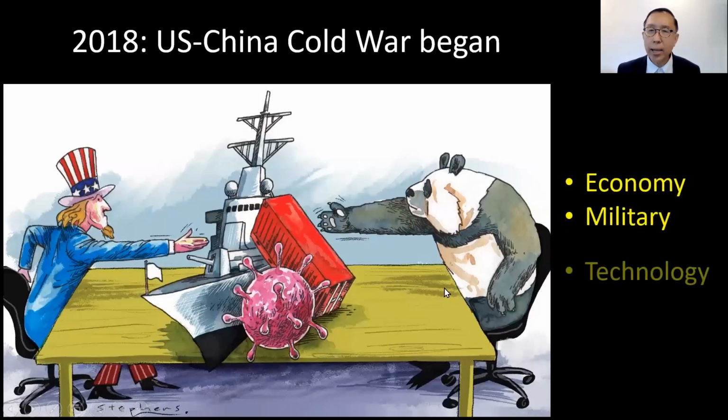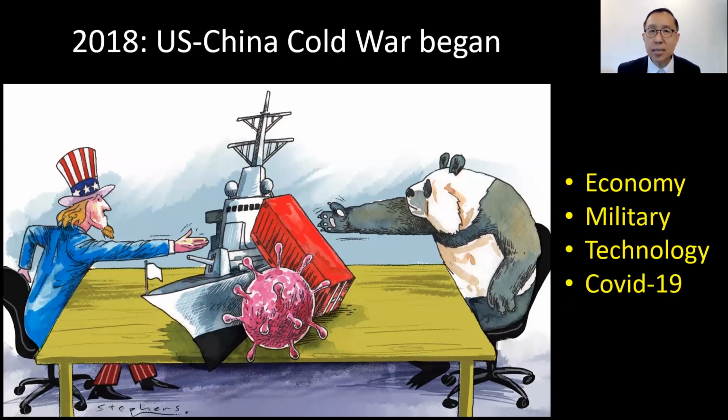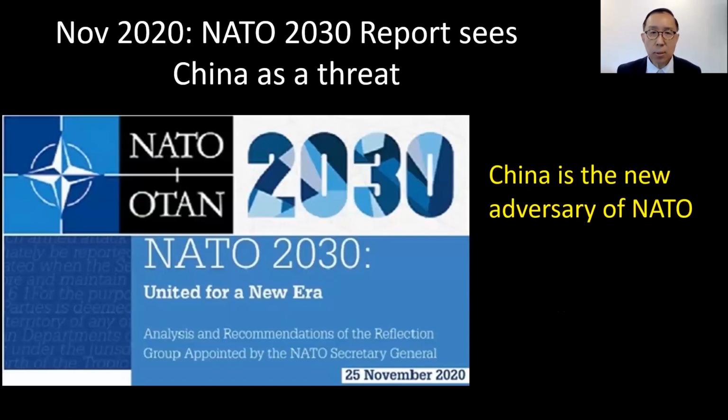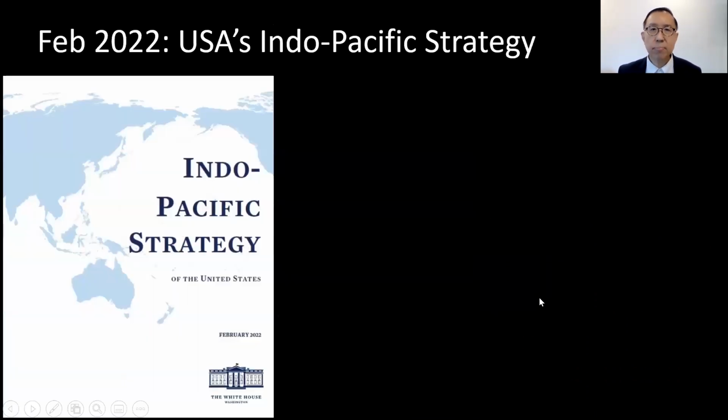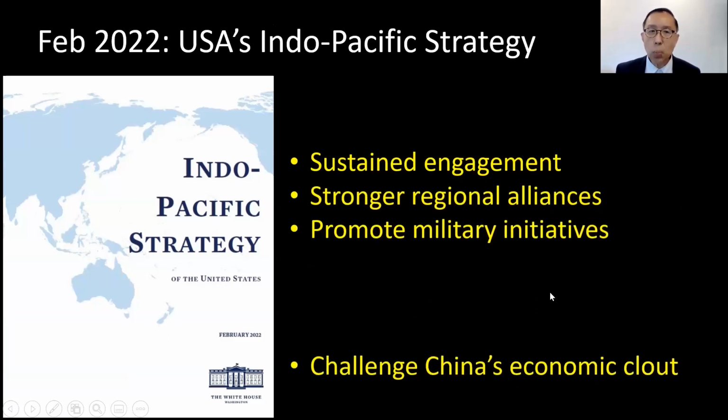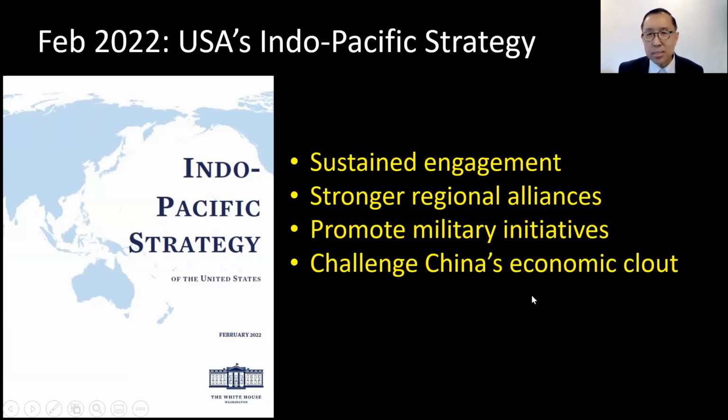And so you can understand why, when Trump took over in 2018, he started this Cold War. It attacks China on many, many fronts: economy, military, technology, even COVID-19. In November 2020, NATO realigned their mission, and the new mission and the new adversary is China. Two months ago, the US had another report, which is the Indo-Pacific Strategy. This is couched in more diplomatic terms, but the impact is the same. You must challenge China.